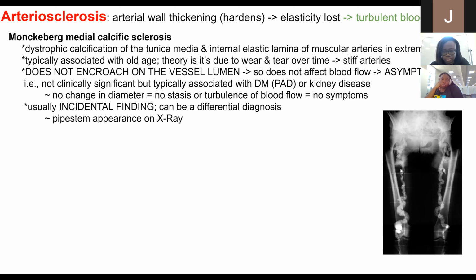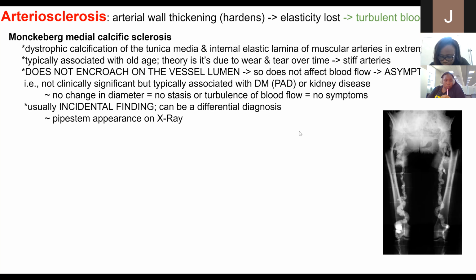Okay, so if you see this on the exam, you should immediately just be like, oh, it has to be Monckeberg. Obviously read the question. But if you see it, you're going to immediately know that it's Monckeberg. And you should know asymptomatic, because it's not really affecting your blood flow. You're not having any turbulence, so you're not going to have any symptoms, because blood is still able to go where it needs to go.